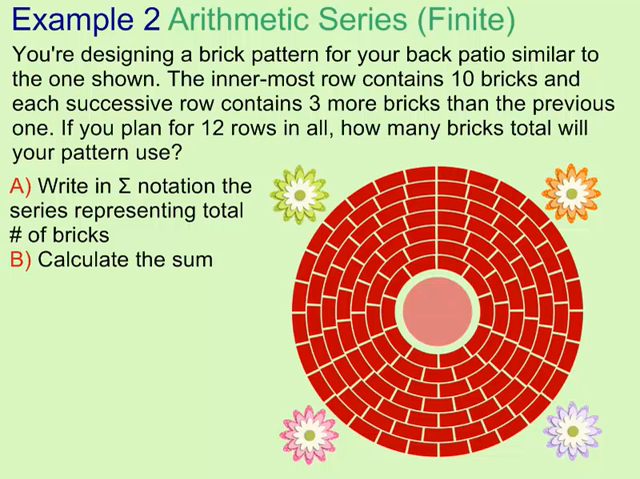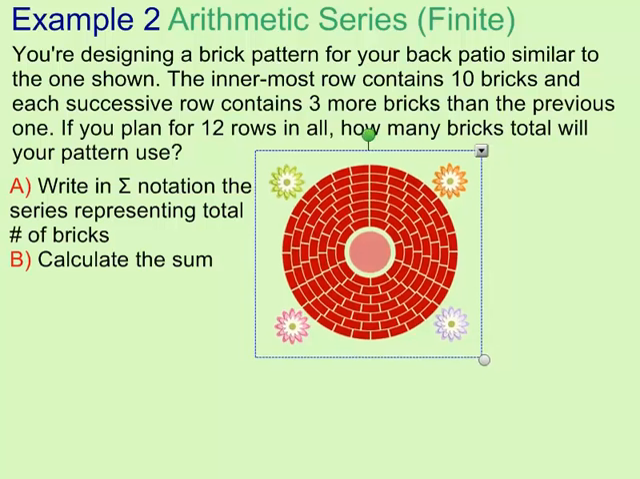Let's say you're designing a brick pattern for your back patio, similar to what you see here. The innermost row contains 10 bricks. So on this picture, 10 bricks right there. And each successive row contains 3 more than the one before it. Let's say you plan for 12 rows in all. I didn't draw all 12 in this diagram here, but pretend that there's 12 rows there. And how many total bricks will your pattern use?